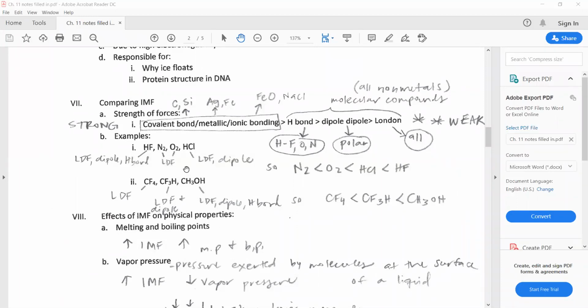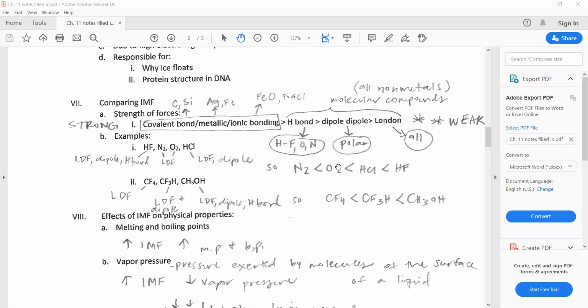N2 and O2 are not polar, so they only have London dispersion. HCl is polar because it's two different atoms attached, but it's not a hydrogen bonding example. So we just have London dispersion and dipole-dipole. If we wanted to order these, we automatically know that HF wins. It has the strongest because it has hydrogen bonding. Next will be HCl because it has dipole-dipole.